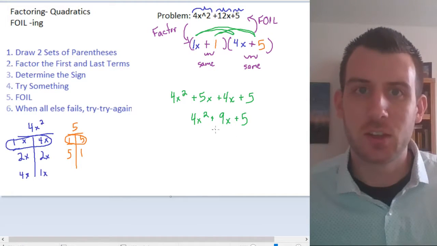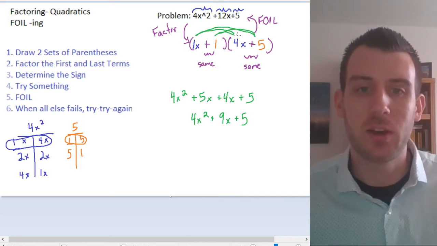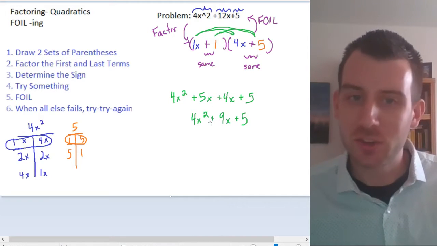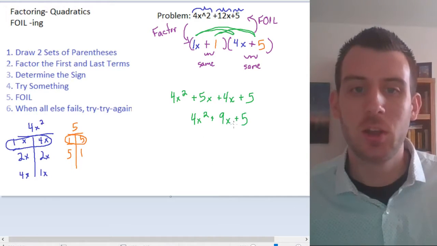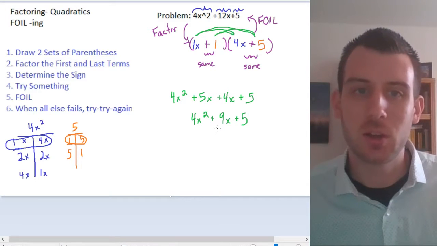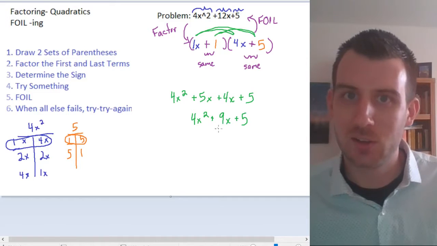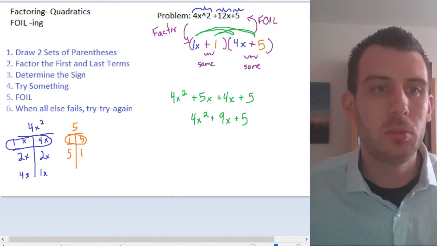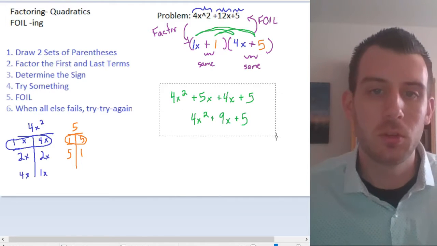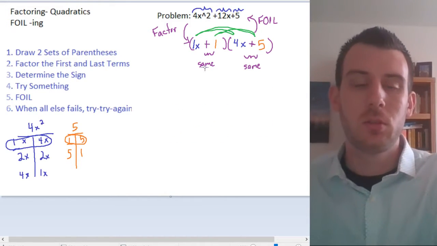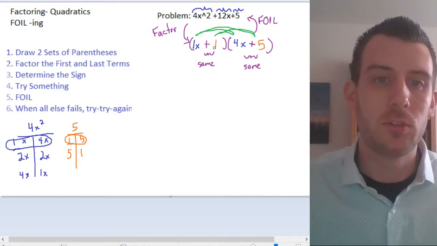Ooh, this is not looking like what we started with. We started with 4x squared plus 12x plus 5. So we know we have the signs right. The signs are all checking out. That's good. But this middle term isn't big enough. So that brings us to step 6, which is when all else fails, try again. So let's erase our terms and let's try something different. I'm going to select all this and take it away, and I'll use my eraser up here.